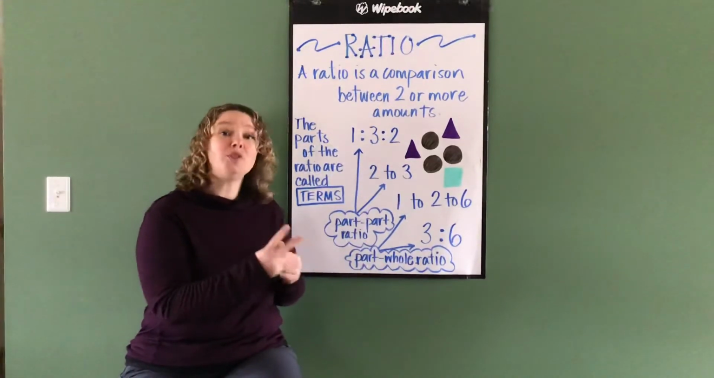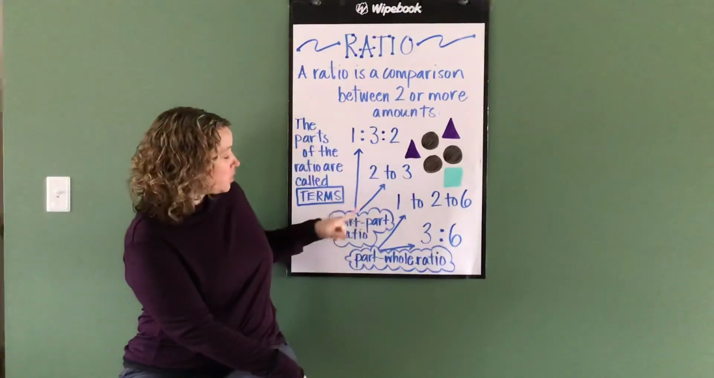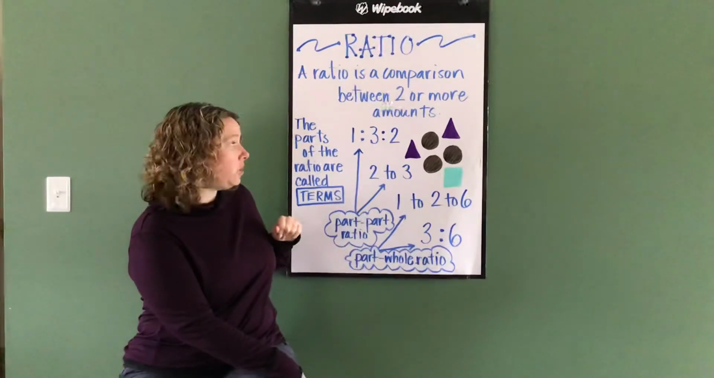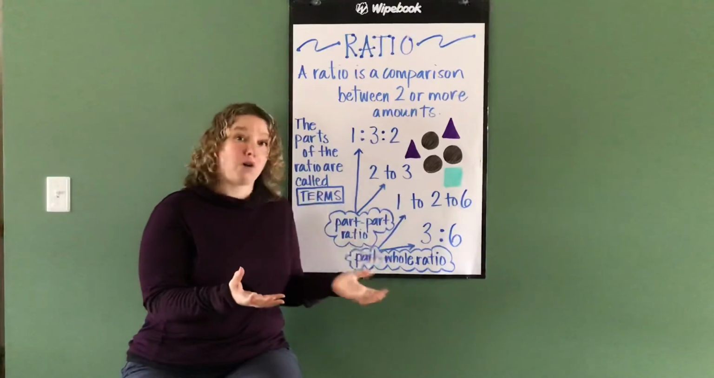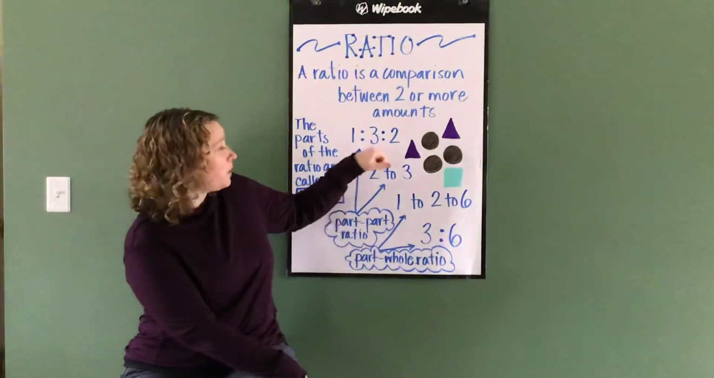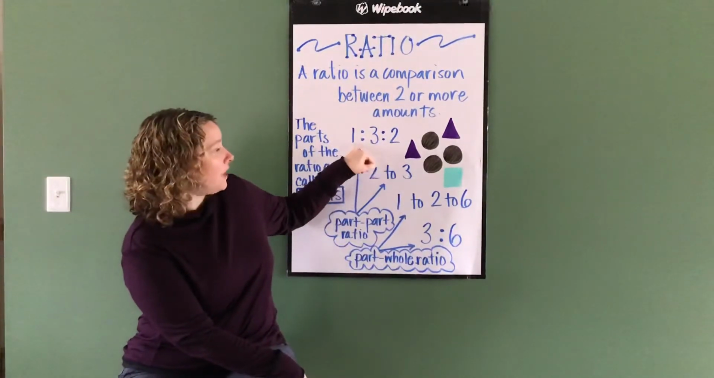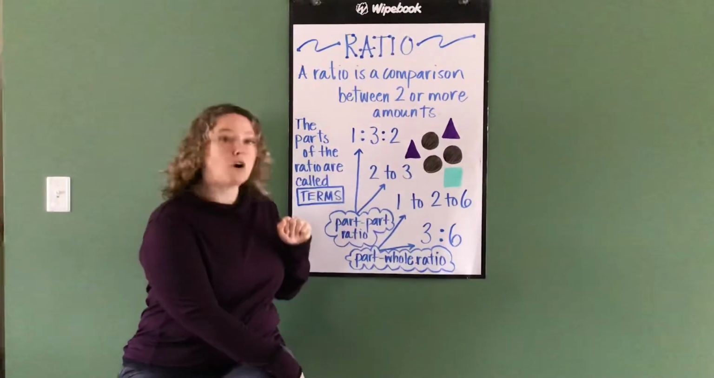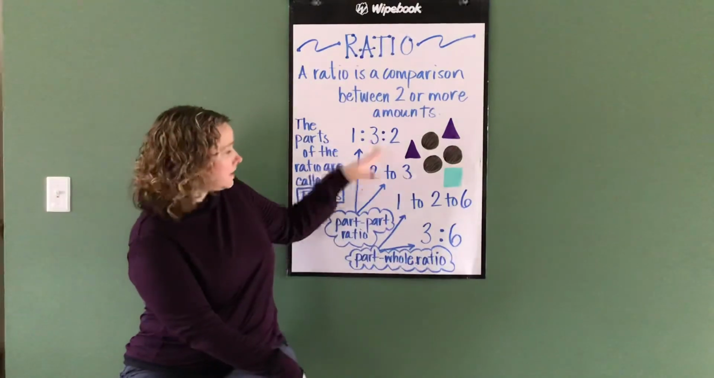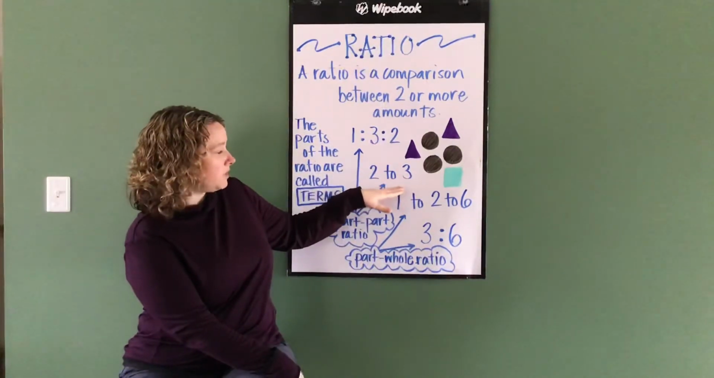Now there are 2 types of ratios. The first one is a part-part ratio. That's when you're describing or comparing part of the group to another part of the group. So in the first one here, we're comparing squares to circles to triangles. They're all parts of the group, and that's the same for both of these first 2.